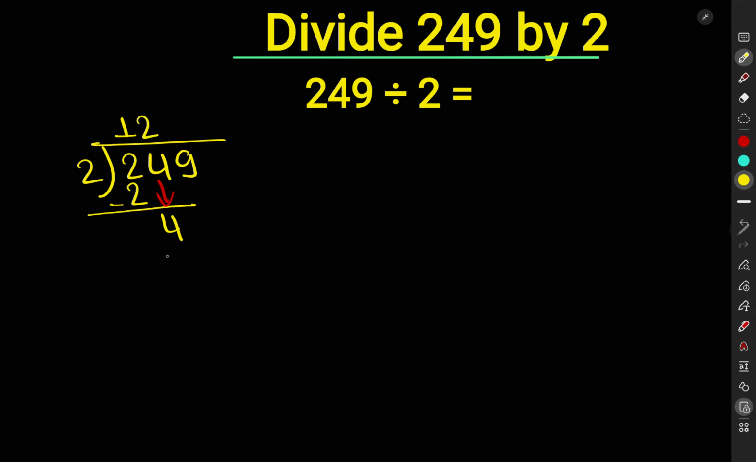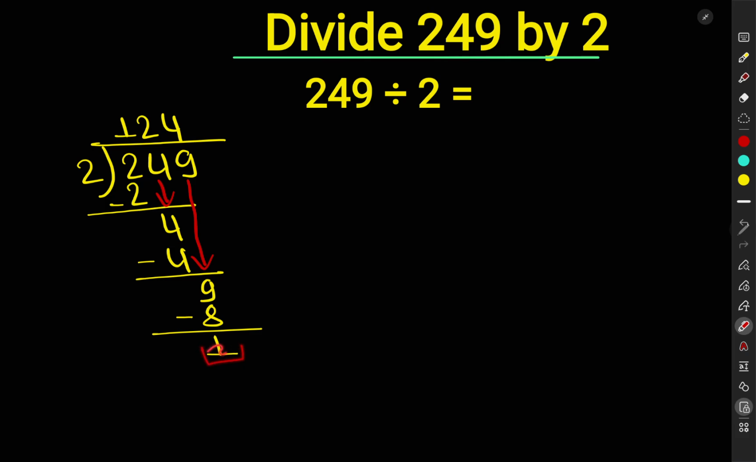So 2 times 2 means 4. On subtracting we get 0. So now again we put down the number beside this 9 and we remove this 0. So 2 times 4 means 8. On subtracting we get 1.